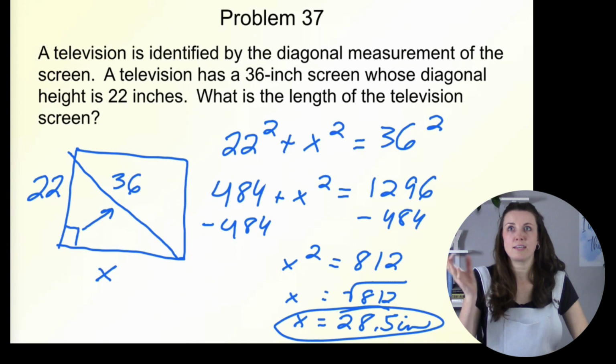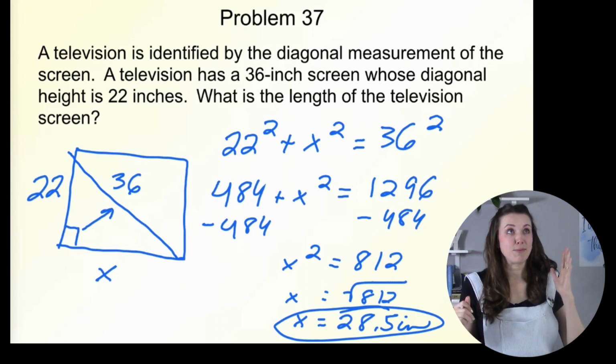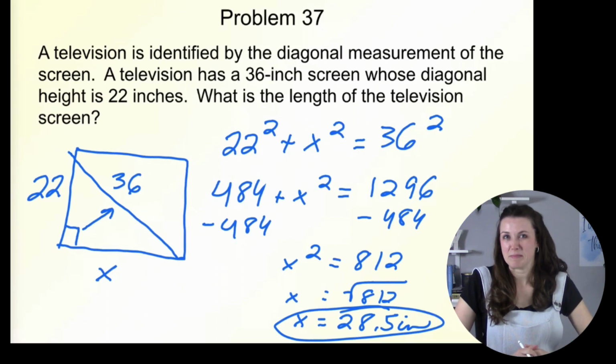Isn't it interesting how they always do the diagonal? It makes you think your TV is so much bigger instead of just doing the length or the height. Your TV would seem a lot smaller if they measured it by that.